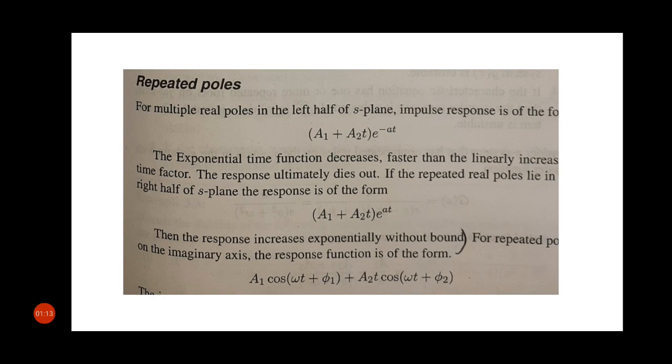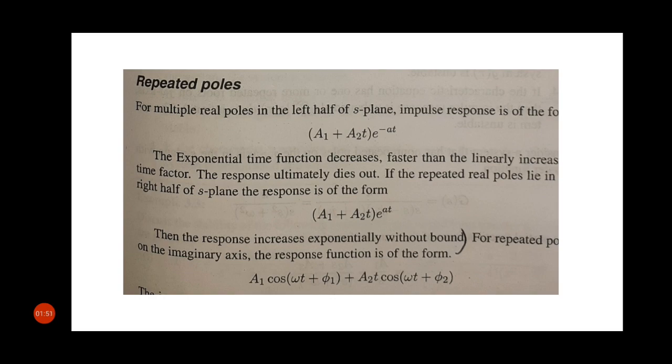Now, if repeated poles are on the imaginary axis, then the response function is of the form A1 cos(ωt + φ1) + A2t cos(ωt + φ2). Here the first term on the right hand side is a sustained oscillatory function and the second term is a modulated oscillatory function that increases with time. Therefore, the response is unbounded.